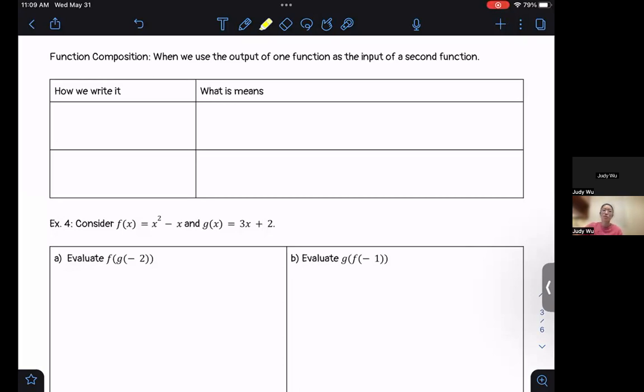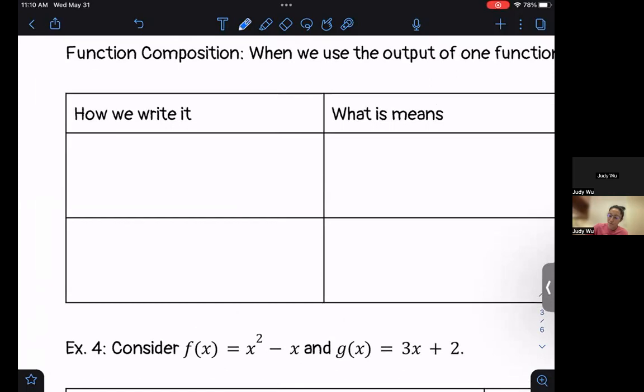So we've been talking about function compositions and ways that we can combine functions with just adding, subtracting, dividing, multiplying. But what we're going to focus on now is this function composition part. That's exactly what we did in the last example, where we use the output of one function as the input of a second function. So what I think is important for us to do right now is make sure we understand how to write this, what it might look like, and then write for ourselves what it means in words, okay?